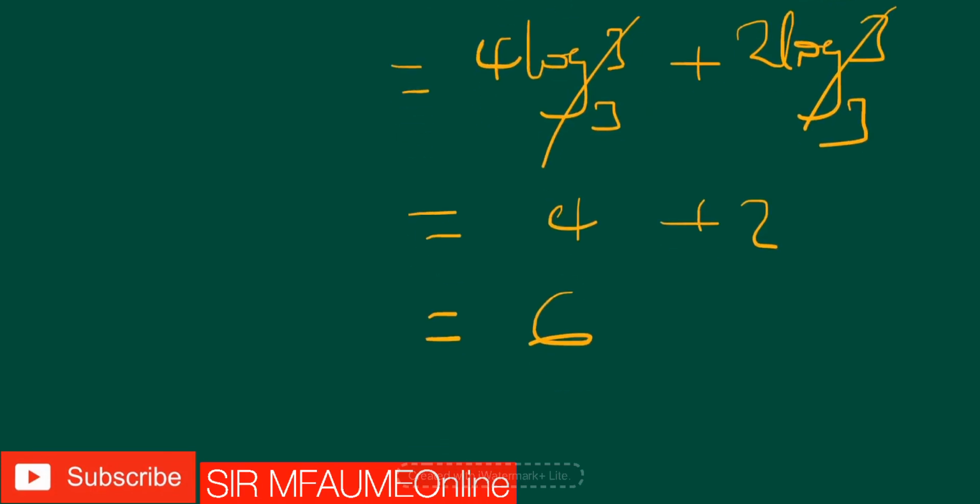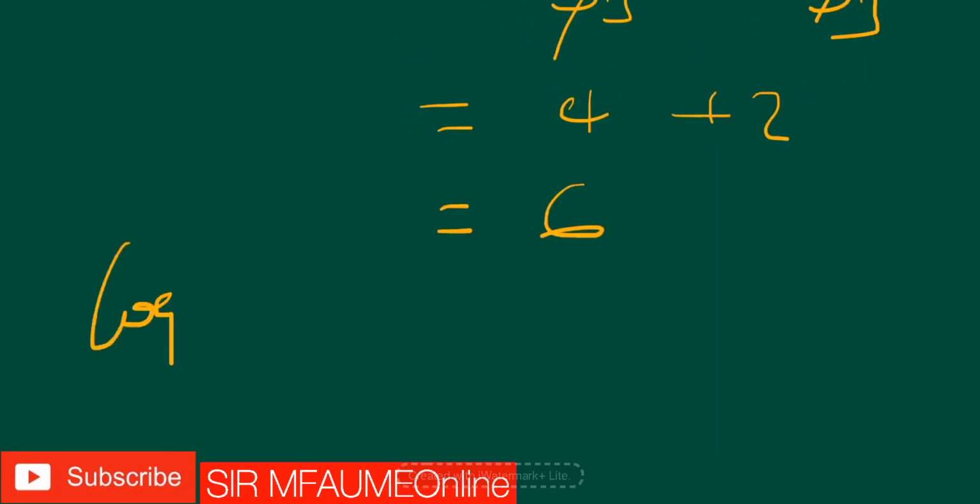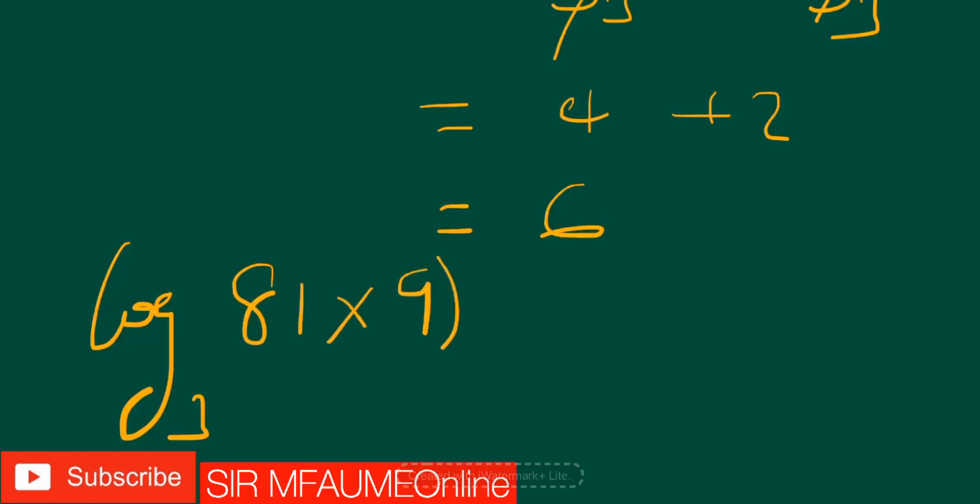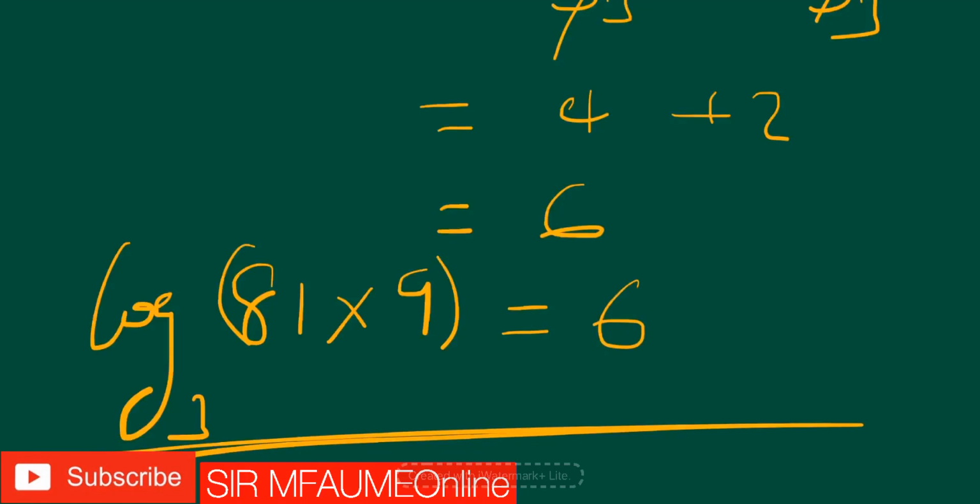So at the end of the day, we are supposed to write that log under base 3 of 81 times 9 is equal to 6, and this will be our answer. Okay, let us go on.